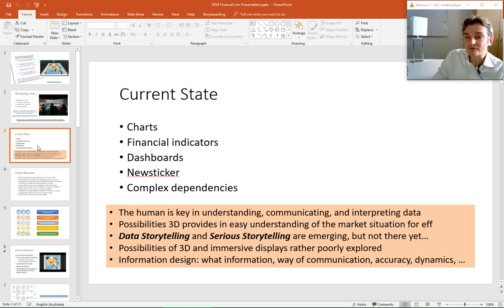Basically, we also believed that the possibilities of 3D and immersive displays are still poorly explored in financial industries, although there are quite a few projects which we will present at a later stage, but I think they could be done a little bit more. And we also wanted to look into the information design aspect. So what information should be displayed, what are the different ways of communication, what is the accuracy of information, and how can we show dynamically changing information.